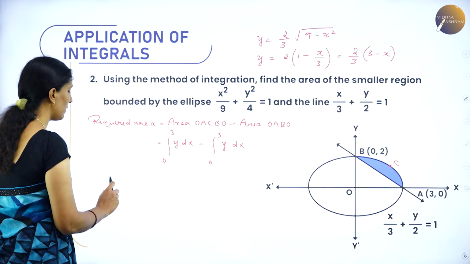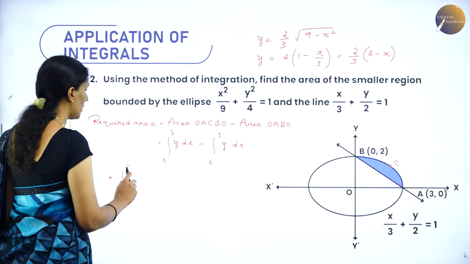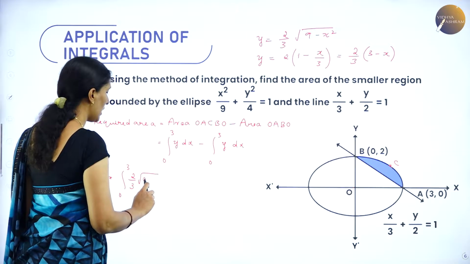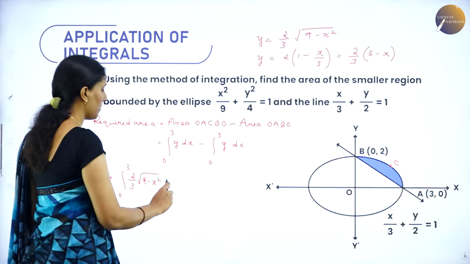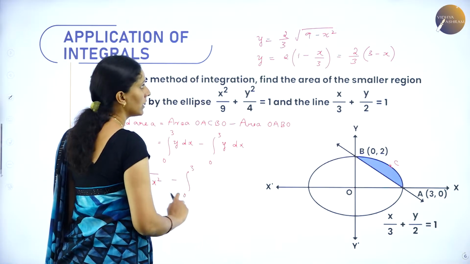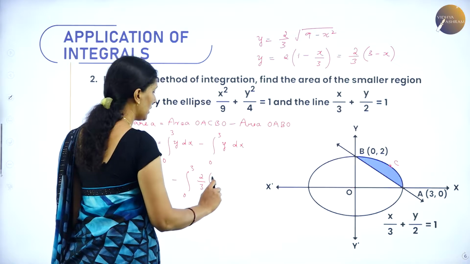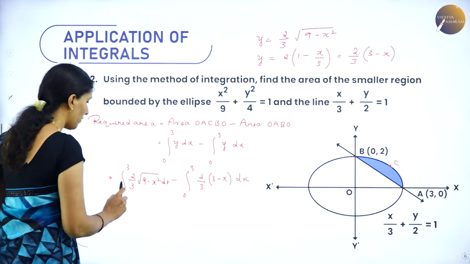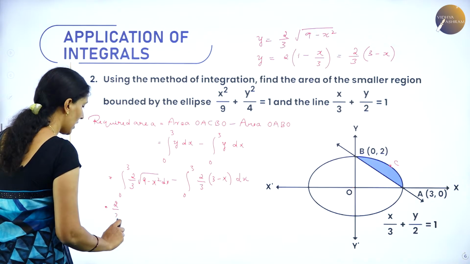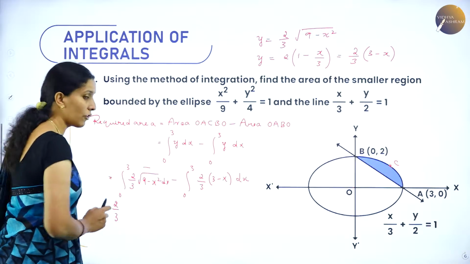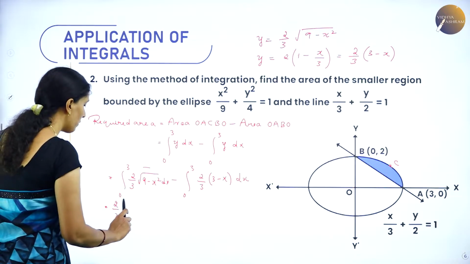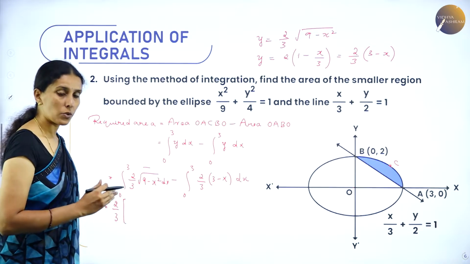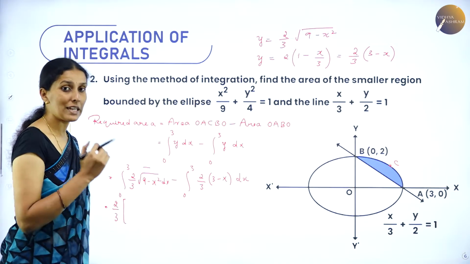So, what happens? For the first integral, it is 0 to 3. So, we have 2 by 3 root of 9 minus x square, minus 0 to 3, we have 2 by 3 minus x into dx. Here also we will take dx. So, if you take 2 by 3 as a constant and if you apply the integral, this is in the standard form of root a square minus x square, which becomes in the form of x by 2 root of a square minus x square plus a square by 2 sine inverse x by a.